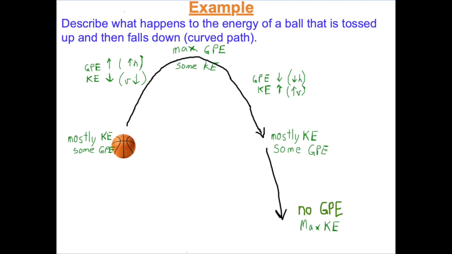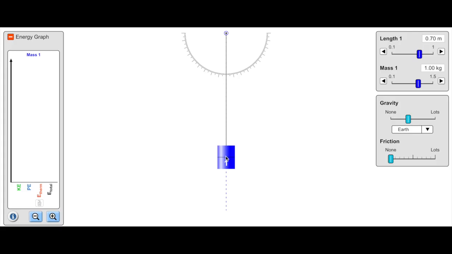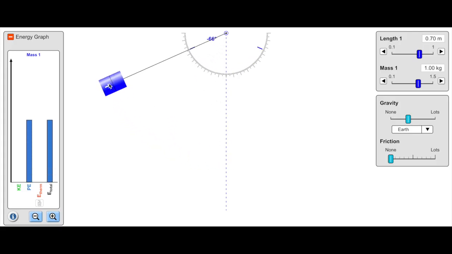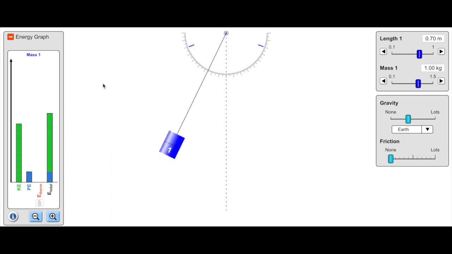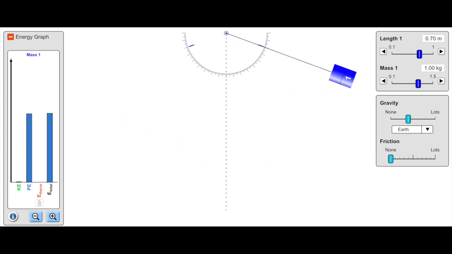This is where the ball is traveling the fastest. Let's take a look at a pendulum. At the highest point on the left, the pendulum has all gravitational potential energy. Once released, the pendulum bob starts to swing down to the right. You can see the energy conversion taking place on the graph on the left.